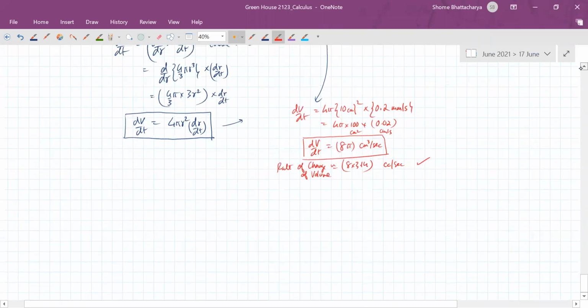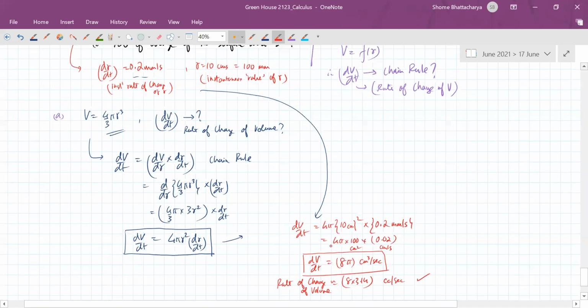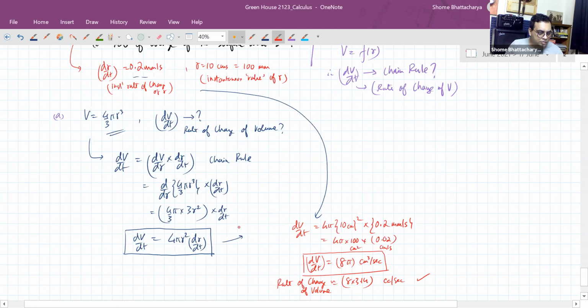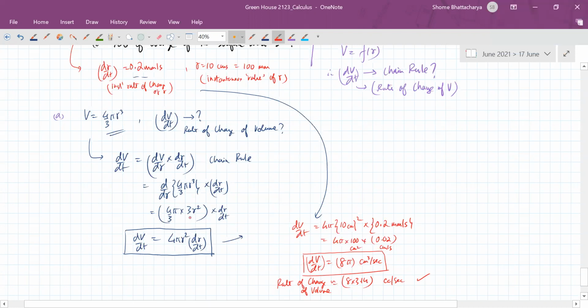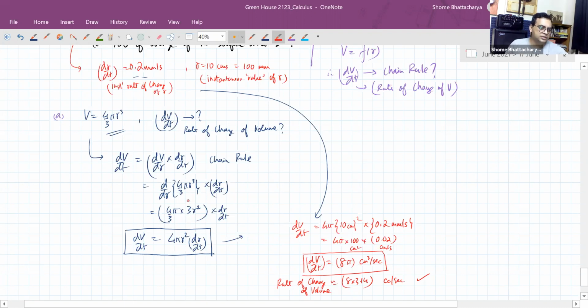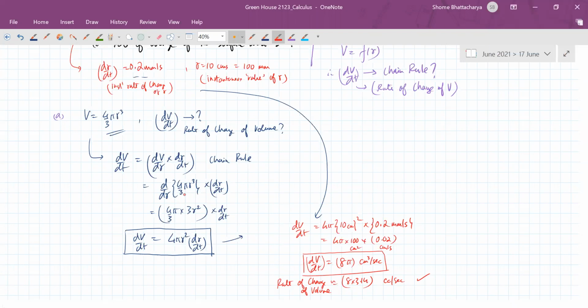So when you wrote 4 by 3 pi r cube, and then you did the differentiation of r cube, which is 3r square, right? And 4 by 3 pi differentiation... No, it's just a constant, so it's coming outside. You understand? The term 4 by 3 pi: pi is also just a numerical constant, and 4 and 3 are just two numbers, right? Okay, so we are just using that property.